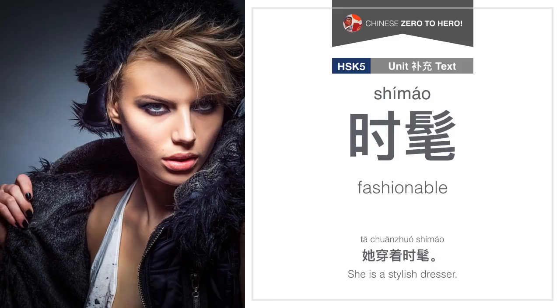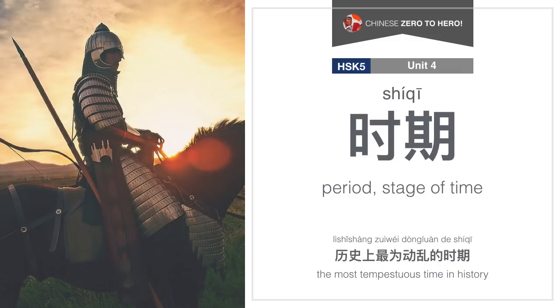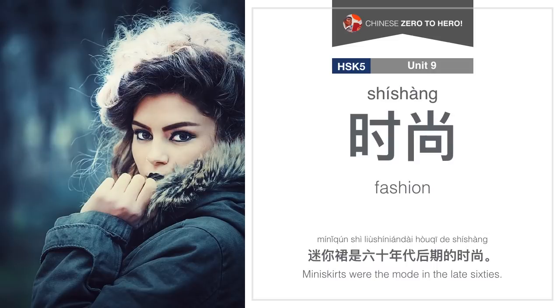In HSK 5, we also learned 时髦 which means fashionable. 她穿着时髦 She wears very fashionably. In HSK 5, we also learned 时期 meaning a period or stage of time. 历史上最为动乱的时期 The most tempestuous time in history. In HSK 5, we also learned 时尚 meaning fashion. 迷你裙是60年代后期的时尚 Miniskirts were the mode in the late 60s.